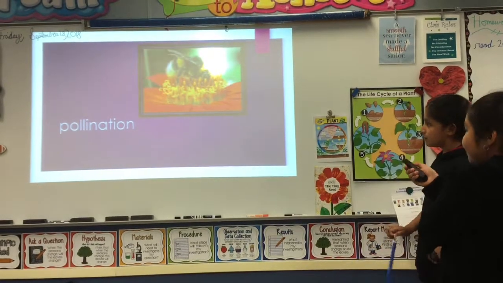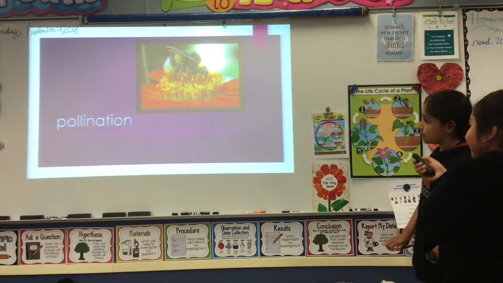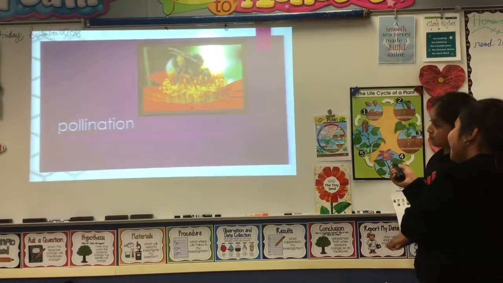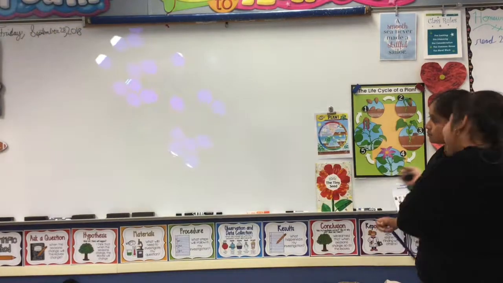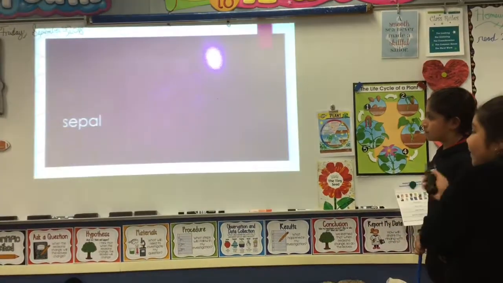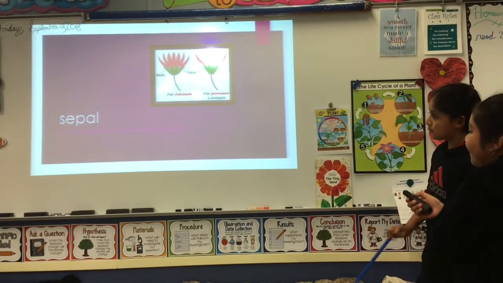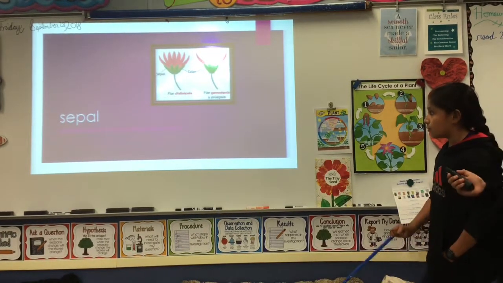Pollination. Pollination is the movement of pollen from the stamen to the pistil. Sepal. Sepal protects the flower bud before it opens up.